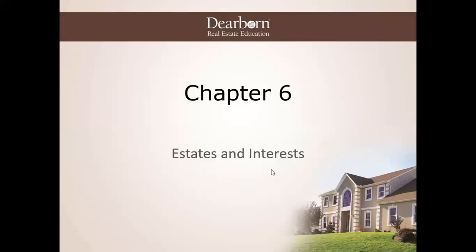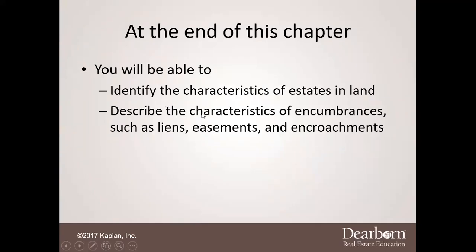So chapter 6, estates and interests. In this chapter, we're going to talk about the characteristics of an estate and land. We're going to learn what that term estate and land is. We're going to learn what an estate is. We're going to describe the characteristics of things called encumbrances, what encumbrances are. We're going to learn about liens, easements, encroachments as well.